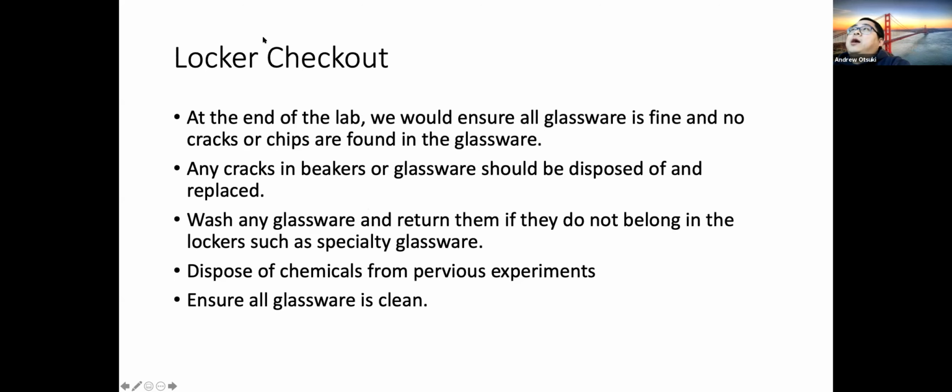So locker checkout, we don't do this. We would have done it, but basically you would ensure all glassware is fine. There are no cracks or chips found in the glassware, and any cracks in beakers or glassware should be disposed of and replaced. Wash the glassware and return it if it does not belong in the locker, such as specialty glassware. Make sure they're clean and they're not broken. And dispose of chemicals if you forgot to dispose of them after the lab for previous experiments. And then ensure all glassware is clean. Okay.